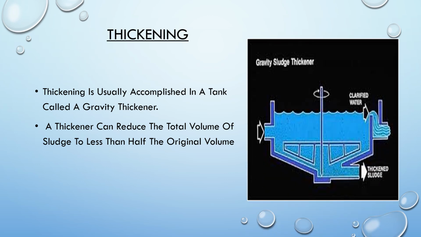This is the picture of the gravity thickener. Here the sludge is thickened by the force of gravity, and the thickened sludge is removed from this tank to the other process by the lower outlet, whereas the water which is separated from this thickened sludge is removed from this tank by the upper outlet.